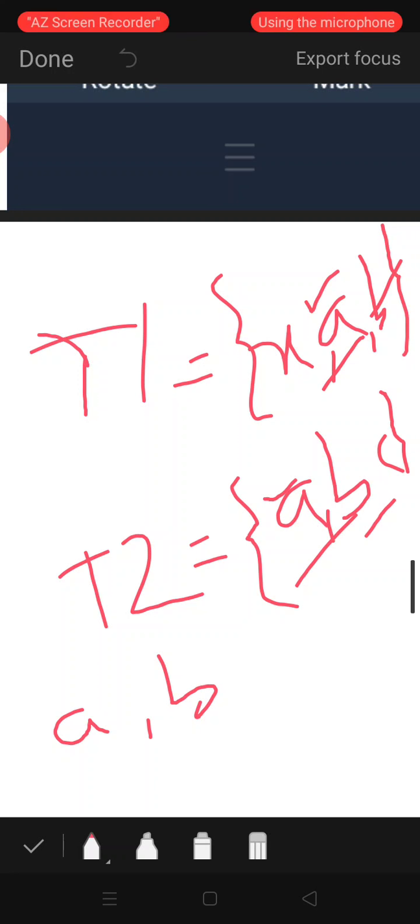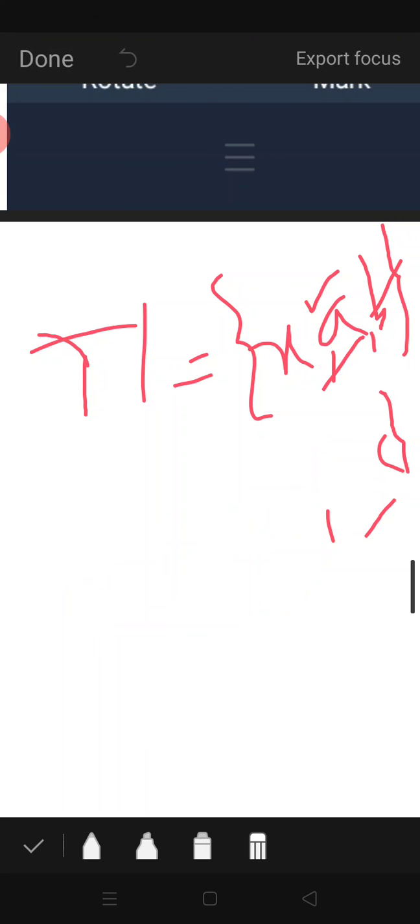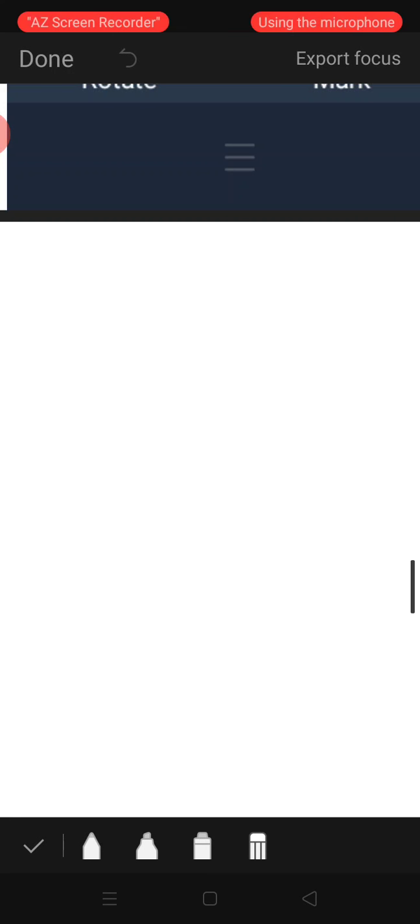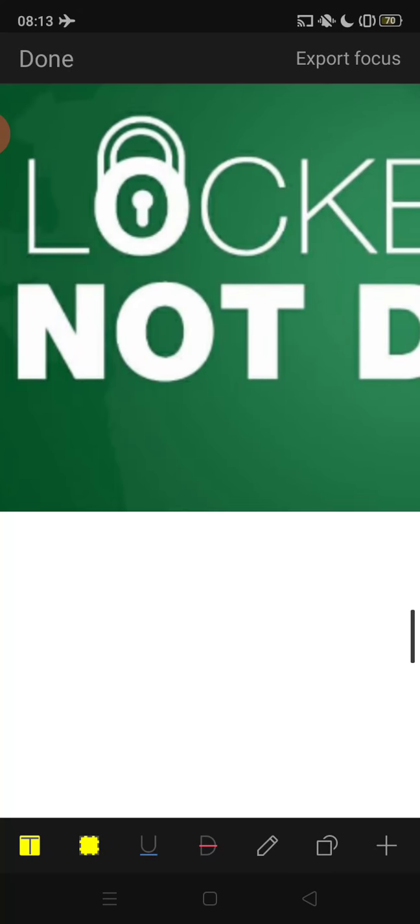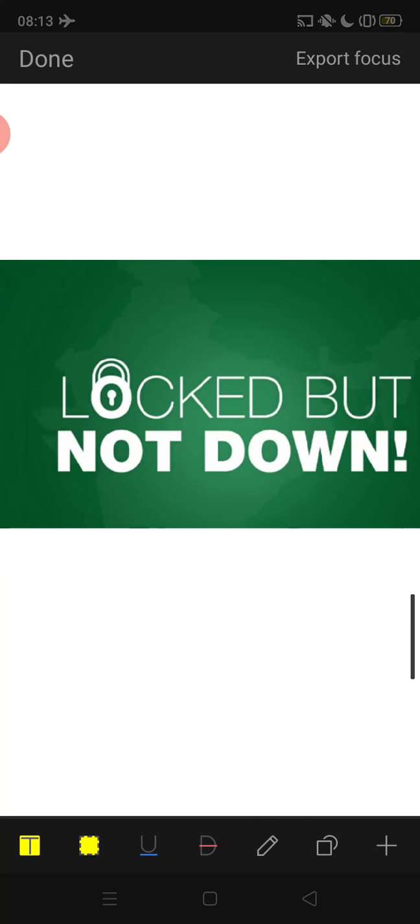To find the frequent item sets, we have two algorithms. One is the Apriori algorithm. The other is the FP tree, that is the frequent pattern growth tree, which we'll study in the next classes. The main thing is that here we must know how to calculate the support and confidence.